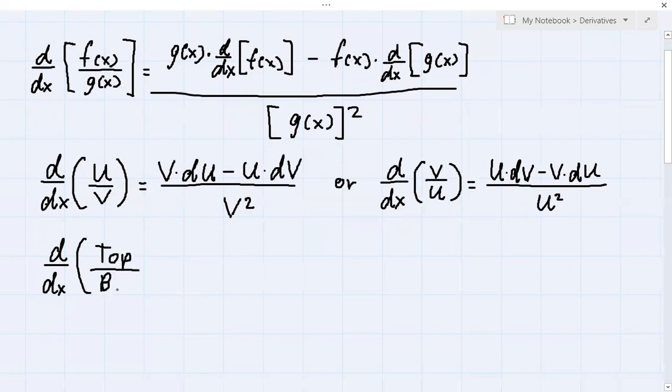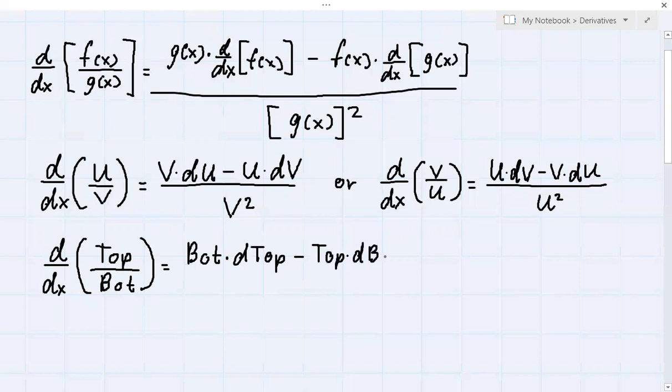That's the case. So to avoid confusion, I recommend one formula that I would like to convince you to use instead. The derivative of top all over bottom. Alright? So, in here, ganito magiging formula niya. Bot or bottom times d top or derivative ng top minus top times the derivative ng bottom all over the square ng bottom.